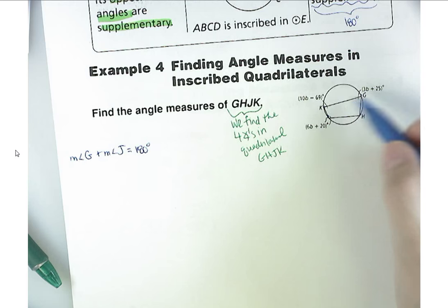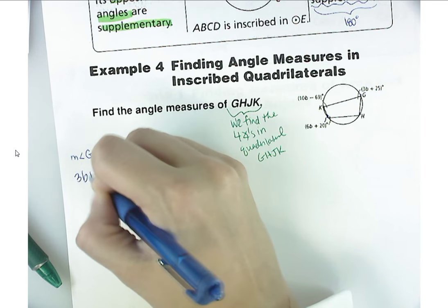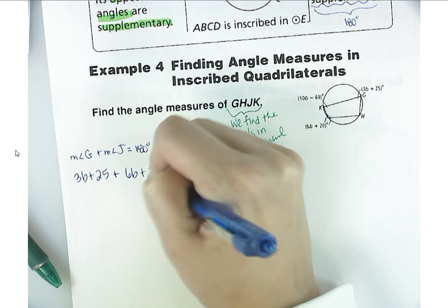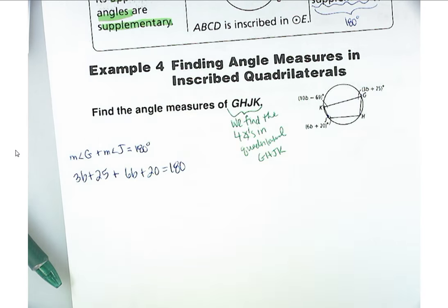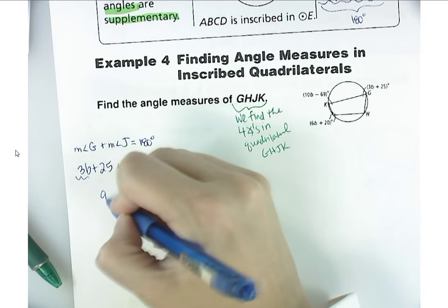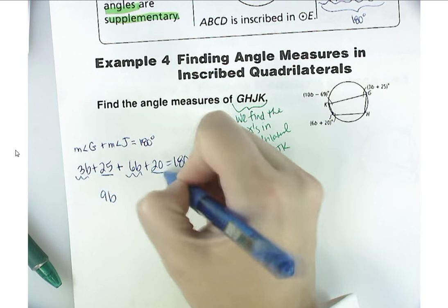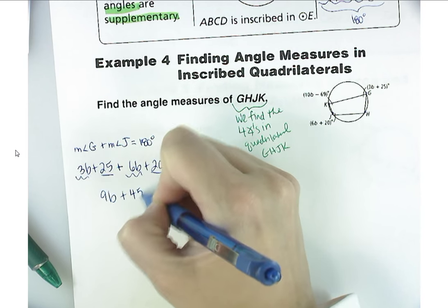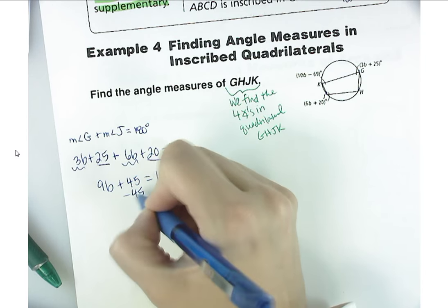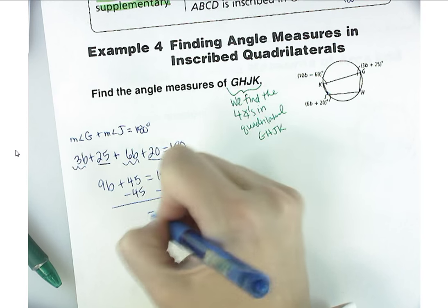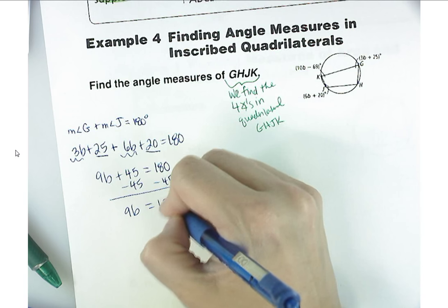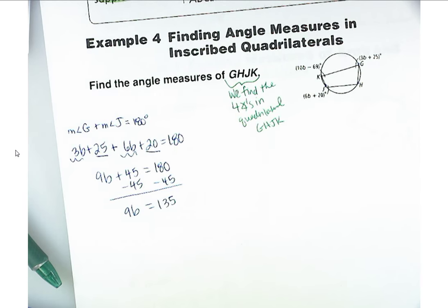So for G, we have 3B plus 25. For angle J, we have 6B plus 20. Then I'm going to combine my like terms. 3B and 6B give me 9B, and 25 and 20 give 45. What am I going to do with my numbers? I'm going to subtract 45 from both sides. And what will that give me on the right? Okay, now I'm going to divide by 9.